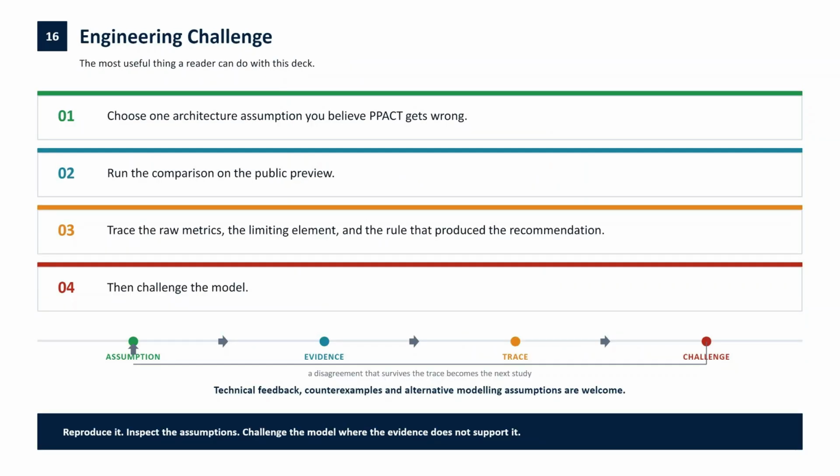Finally, I would like to explain how we invite you to review PPACT Studio. We are not asking you to accept the results at face value. If there is an architectural assumption that you believe PPACT models incorrectly, choose one. Then run the corresponding comparison in the public preview. Inspect the raw metrics and examine how the limiting element is determined. If a recommendation is generated, trace the rule that produced it. After reviewing that evidence, if you still disagree with the model, we welcome that challenge.